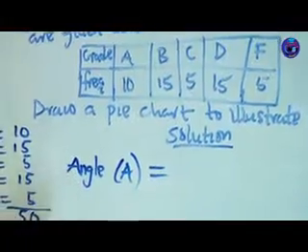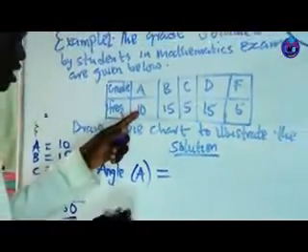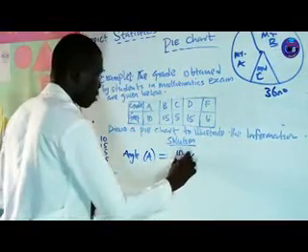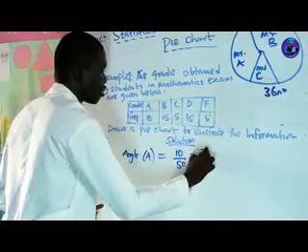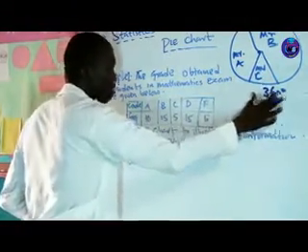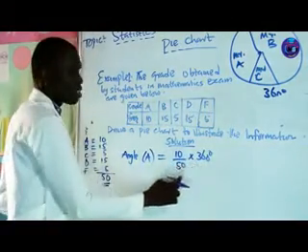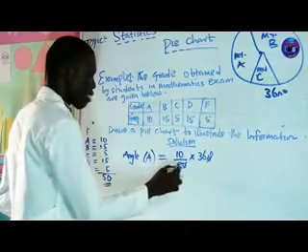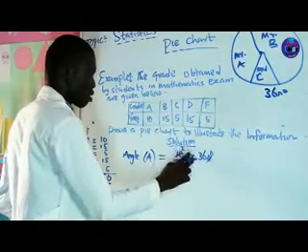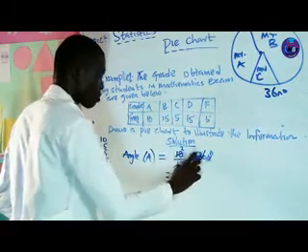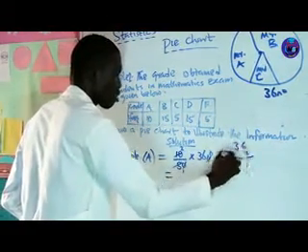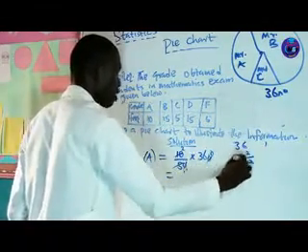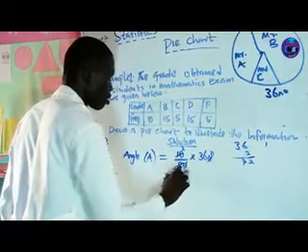The equivalent angle for A will give us 10 divided by total, which is 50, multiplied by 360. Remember, sum of angles of a circle is 360, so that is why we are multiplying it by 360. So 0 we cancel 0. 5 here 1, 5 here 2. So it will give us 2 times 36. 36 times 2. 2 times 6 will give us 12. 2 carry 1. 2 times 3 will give us 6. Plus 1, 7. So we are going to have 72 degrees.